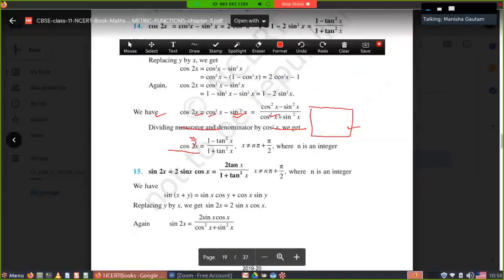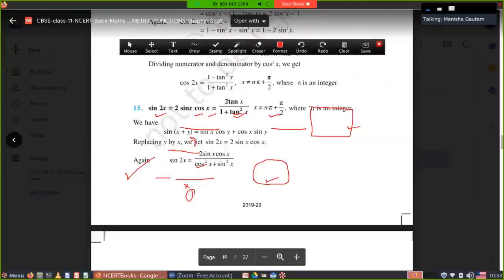Now come to the sin 2x, identity number 15. When y is replaced by x, you get sin 2x, that is 2 sin x cos x. And in the tangent form, it is 2 tangent x upon 1 plus tangent square x, where x is not equal to n pi plus pi by 2. Because when you put this, the denominator becomes 0 and this will be not defined.